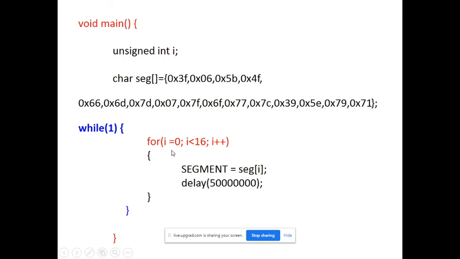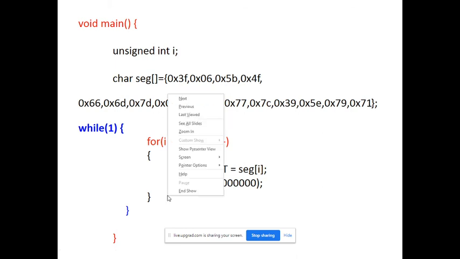Then in the for loop, how many digits are there? 15, that is 0 to F, and that's why every time i gets incremented. Means first number will display, then second number, third number, fourth number, up to the last number, up to the 15th number will display. Every time take the code from this array and pass it to segment, that is nothing but port number 2. Then give the delay to see that number on the screen, and in this fashion this is your code. Okay, I will stop the explanation of theory now.